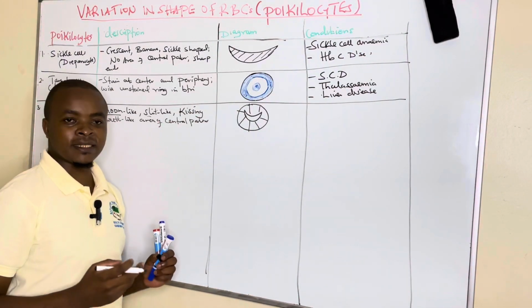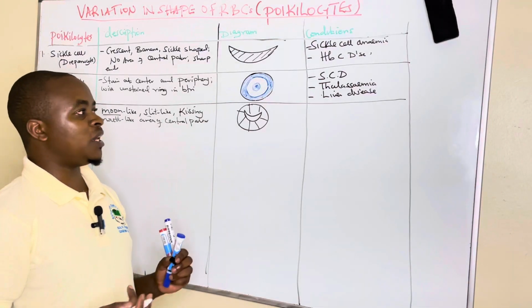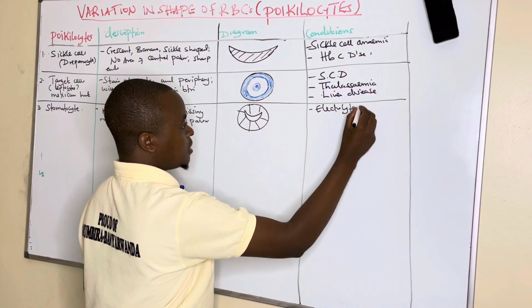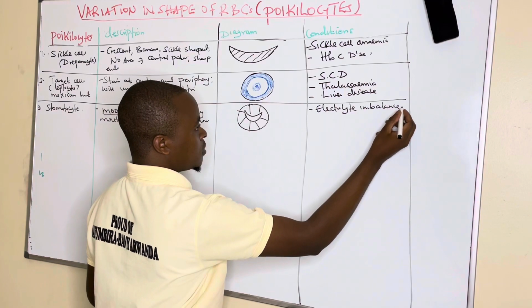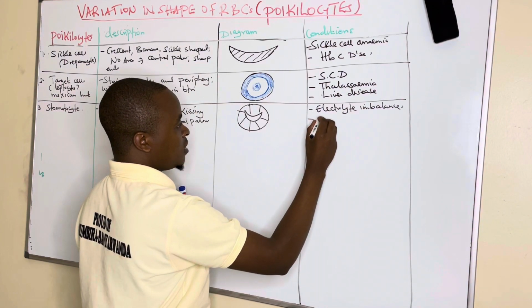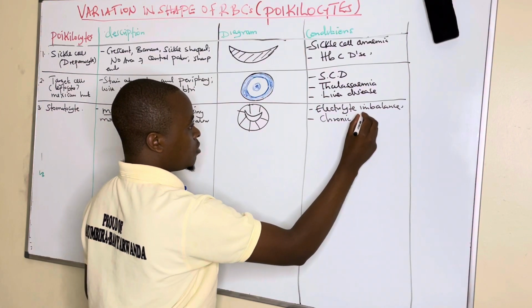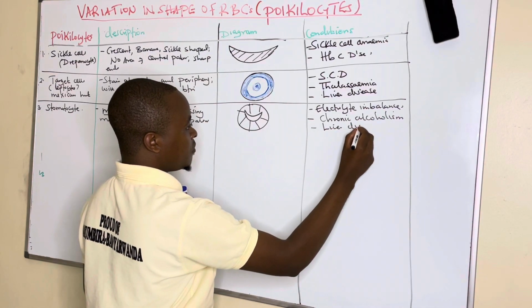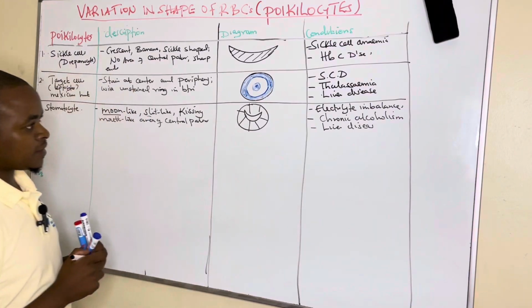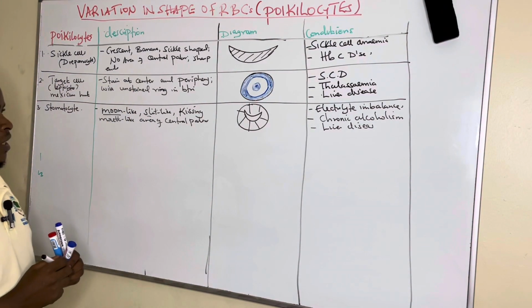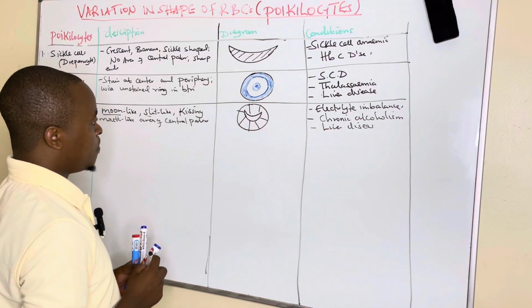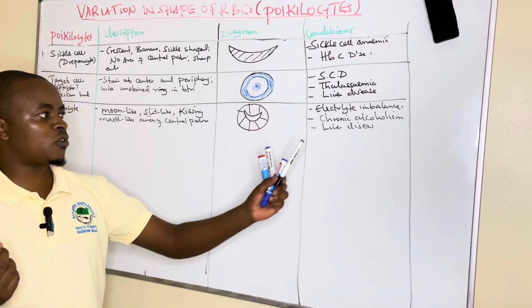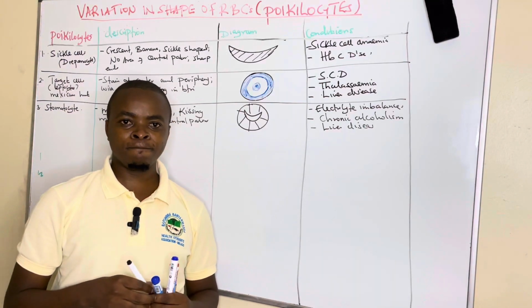This is the one with the slit-like or moon-like shape or kissing mouth-like, found in conditions like electrolyte imbalances, found in chronic alcoholism, and sometimes severe liver disease. We find the stomatocytes there.